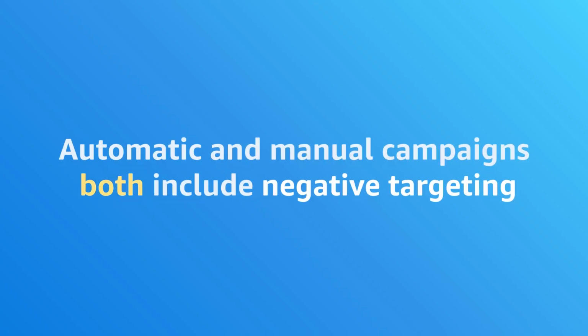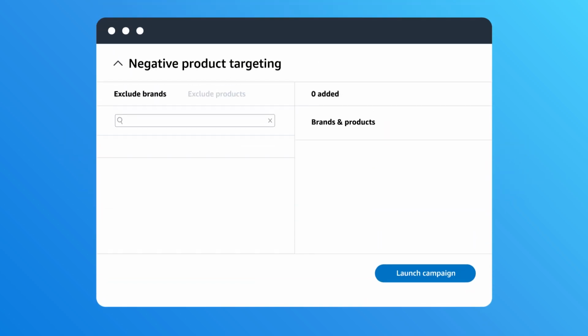Within both your automatic and manual campaigns, you'll see the complementary option to include negative targeting. With negative targeting, you can select keywords and products to prevent your ads from displaying when shopping queries match them, helping to exclude irrelevant searches and lower your advertising cost.